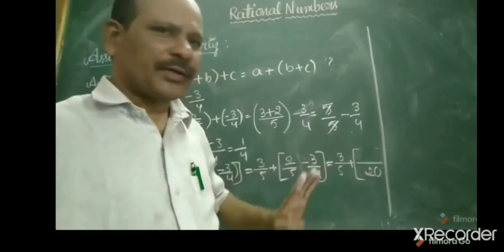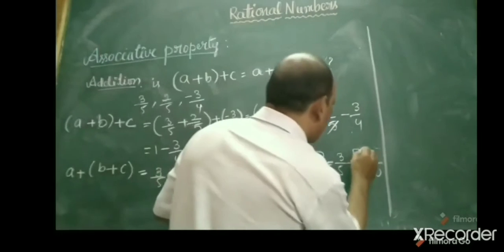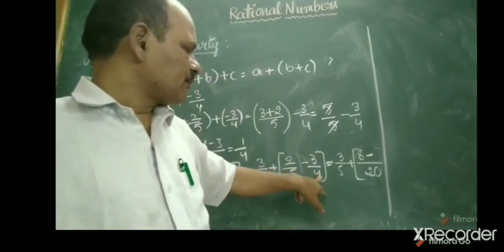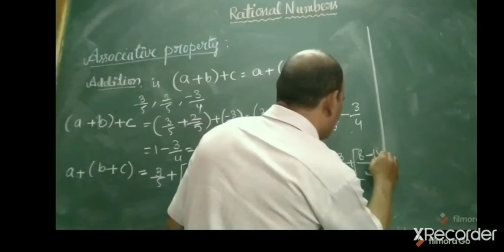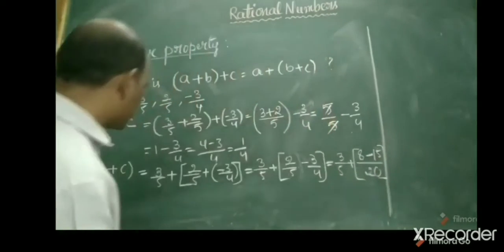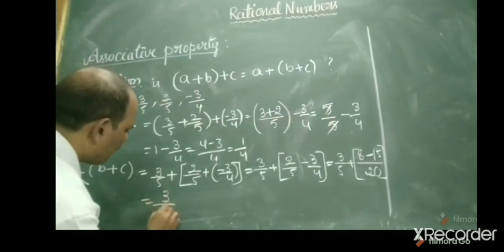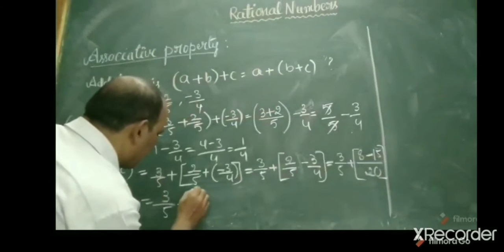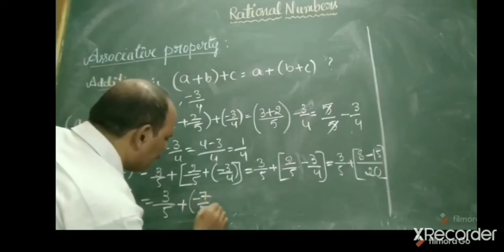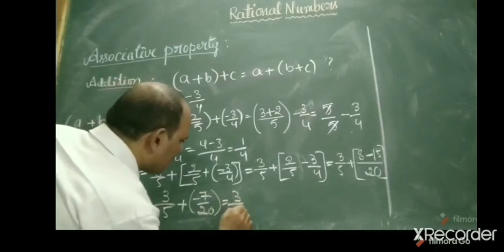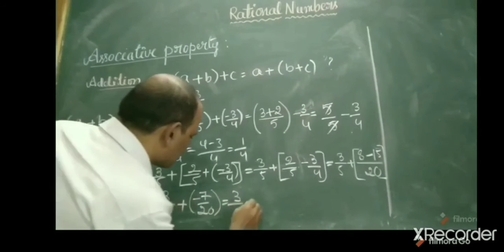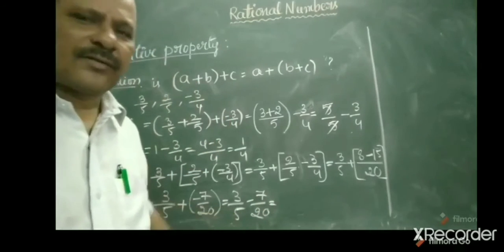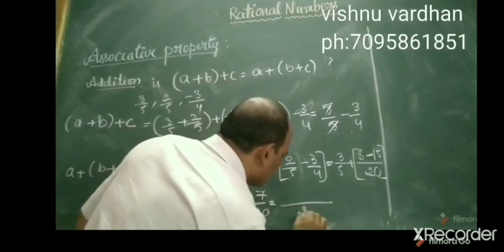This 5 will go in 24 times, 4 into numerator 8 minus this 4 will go in 25 times, 5 3 are 15. That is equal to 3 by 5 plus (8 minus 15), that is minus 7 by 20. So it is 3 by 5 plus into minus 7 by 20. Again, further simplification of this, LCM is again 20.